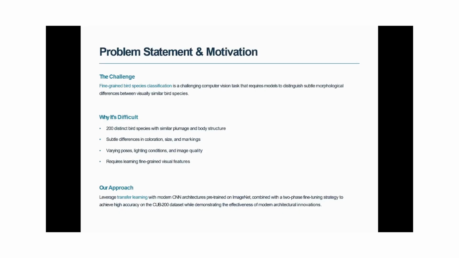Slide number 2 is problem statement and motivation. Fine-grained bird species recognition is challenging with 200 classes. The visual differences between species are subtle, and the images vary widely in pose, lighting, and background. Collecting large, balanced datasets is also difficult. To tackle this, I leveraged transfer learning, starting from ImageNet-trained weights and fine-tuning them on the CUB200 dataset. This helps the model focus on bird-specific features more quickly.